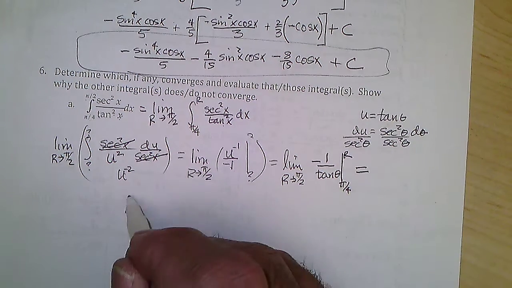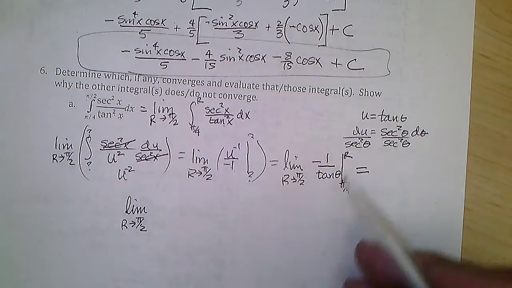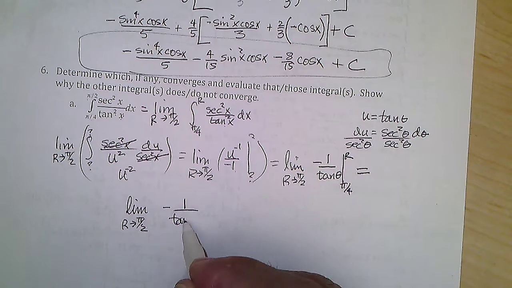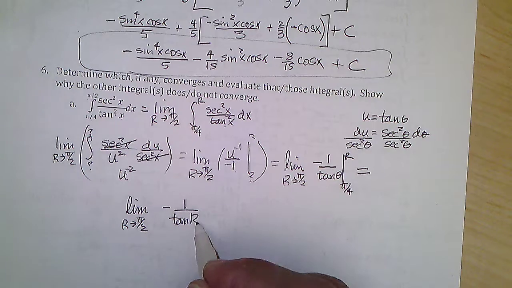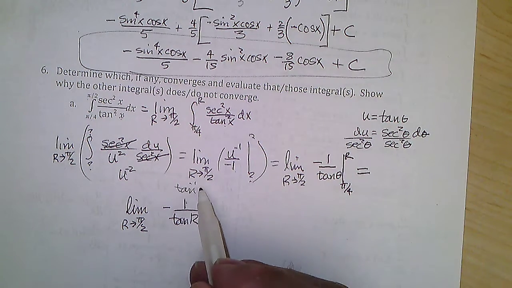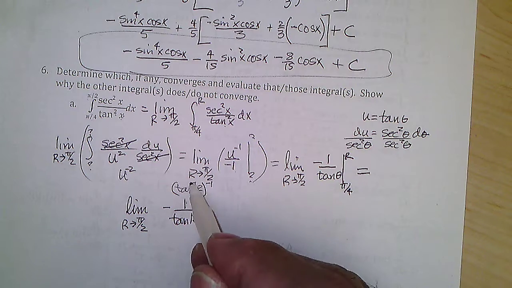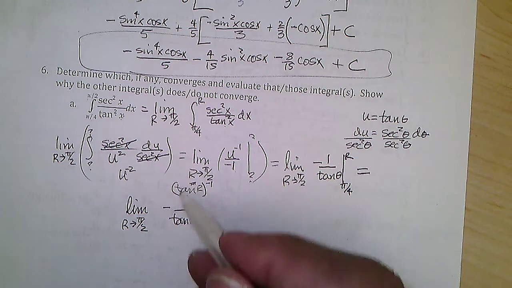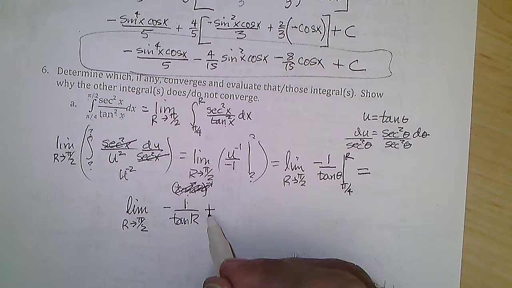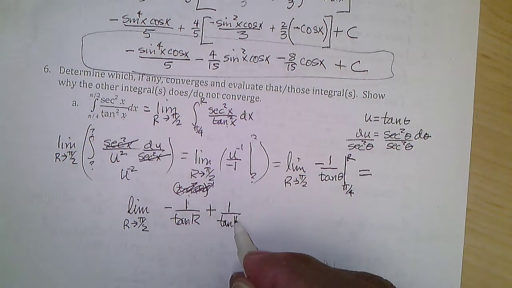And so we'd have the limit as r approaches pi over 2 of minus 1 over tangent of r. And 1 over the tangent is not tangent inverse of r. It's the tangent to the minus 1 power. That's true, but not tangent inverse. Some of you did tangent inverse. Not good. Minus a minus, which would be plus, and put in the pi over 4, 1 over tangent pi over 4.